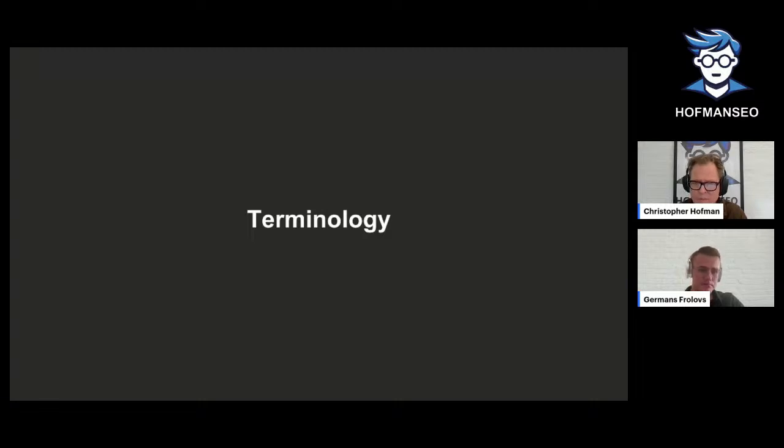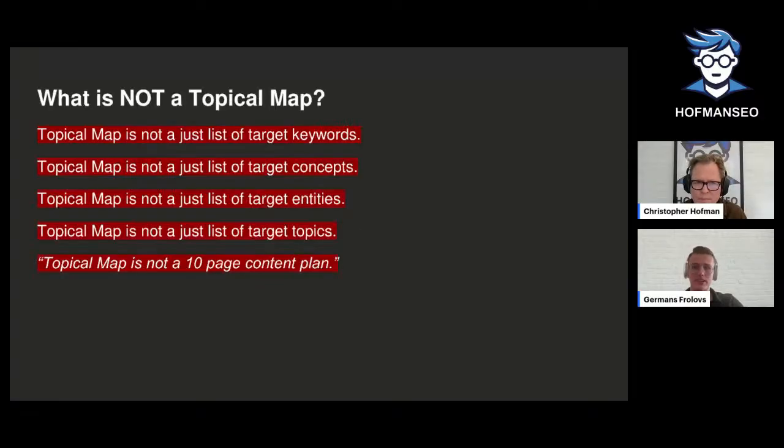And maybe I think the best way to start with the topical map creation is to clarify what it is not first, and what it is thereafter. So a topical map is not just a list of target keywords, a list of target concepts, entities, or topics. And it's indeed not a 10-page content plan. I think that was also how Christopher summarized it. It's definitely not that thing.